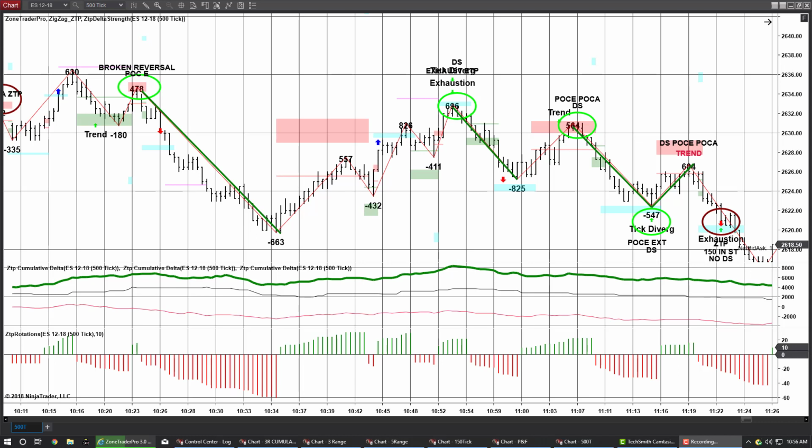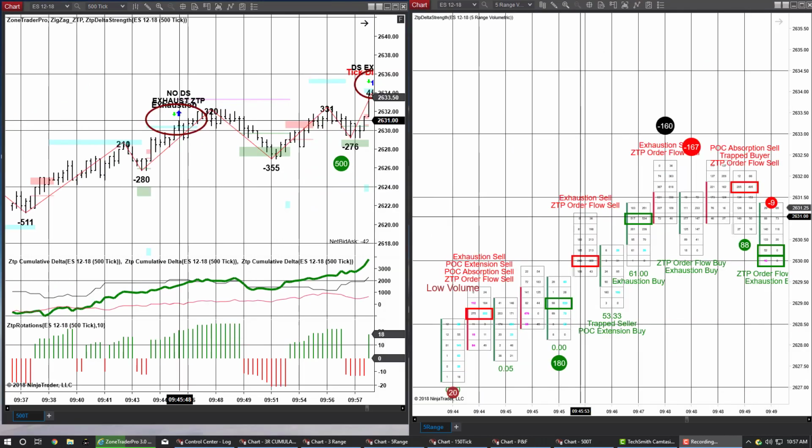So if we had all four of those things come together at a known trading pattern, then that would be circled in green. And if something was wrong, if there was some kind of red flag, that is circled in red. Okay, so for the first trade, we have an exhaustion trade. And we did have an exhaustion sell signal in the ZTP order flow, but we did not have delta strength.